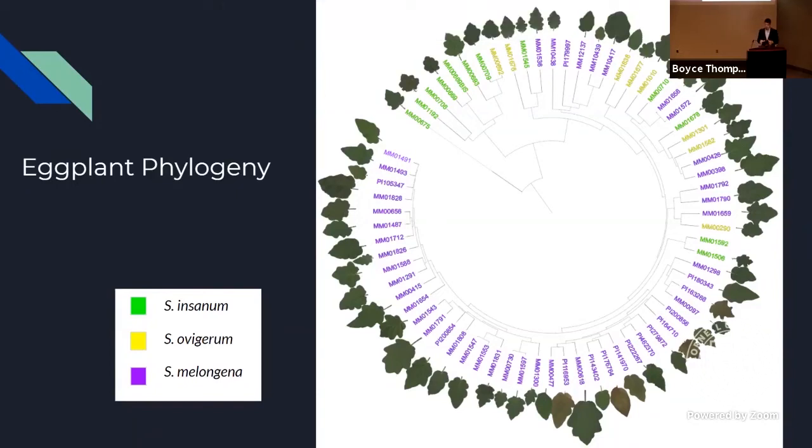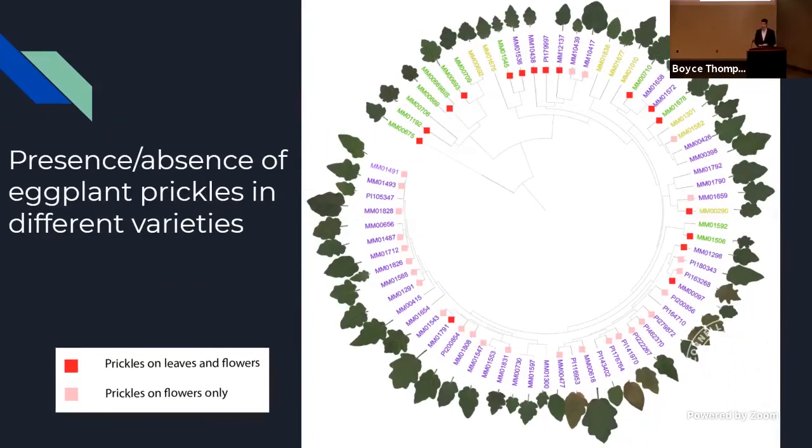And so when we take this data and we add some of the phenotypic data to it, things get a little bit interesting. So what you're seeing here is red dots are eggplants that have prickles on the leaves and flowers, and then pink dots are eggplants that only have prickles on the flowers.